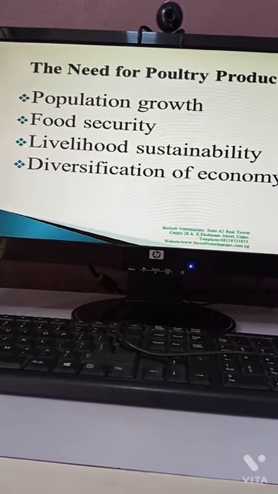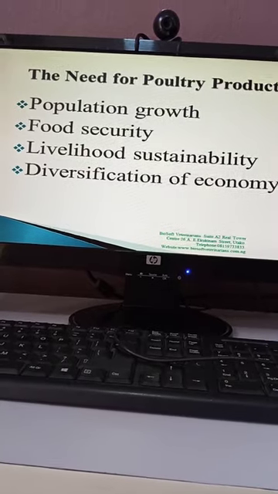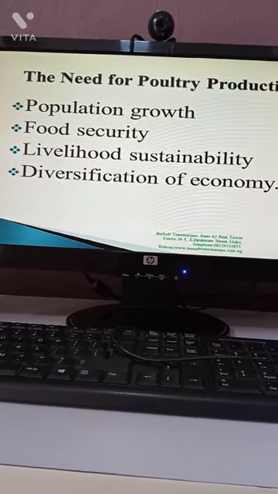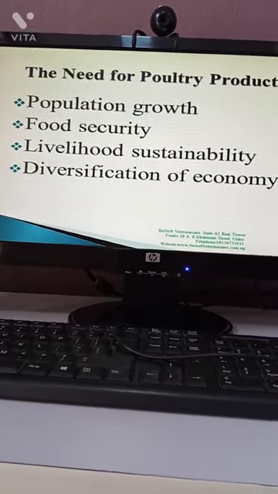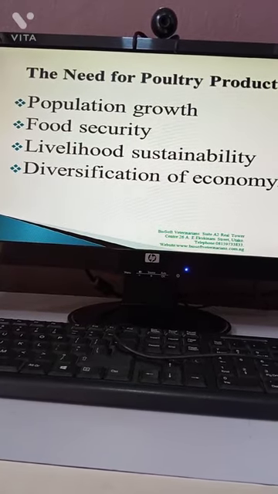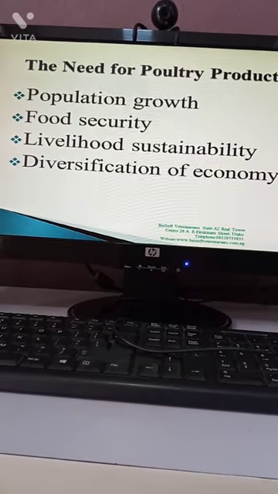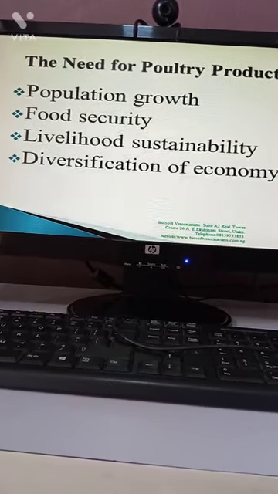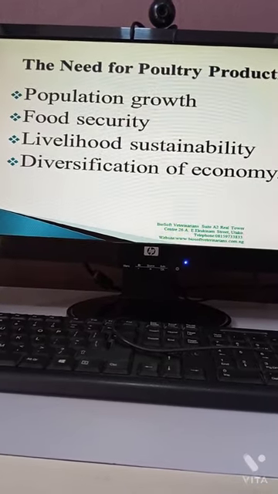Is there any need for poultry production? Of course, there's a very high need for poultry production. The population growth is responsible for the high demand for poultry products. The population of Nigeria is slightly over 200 million people, and it's estimated that the population of Nigeria will be about 400 million by 2050. And 2050 is just about, how many years away? About 29 years away, okay.